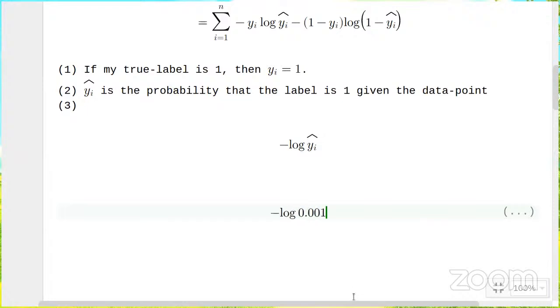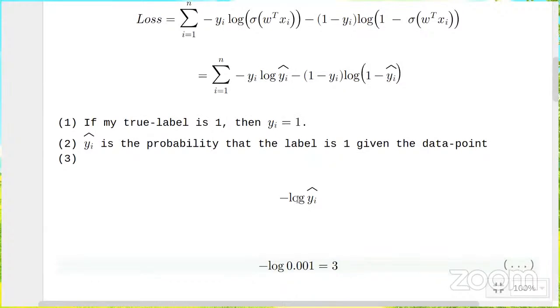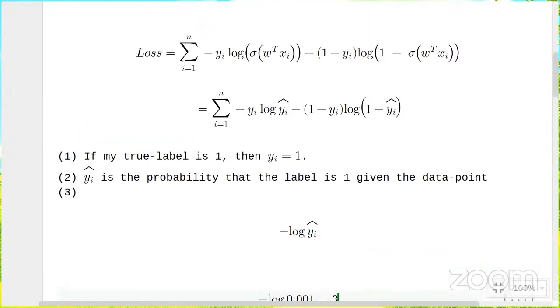What will be the answer? Assume I take log to the base 10. It will be minus 3. Now do you see what's happening? If I predict the wrong label, my loss is going to go up. Do you see why this whole thing is a loss function now?